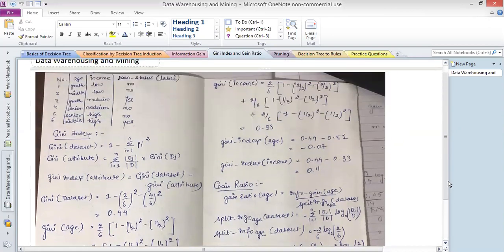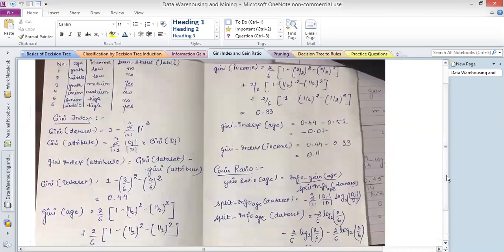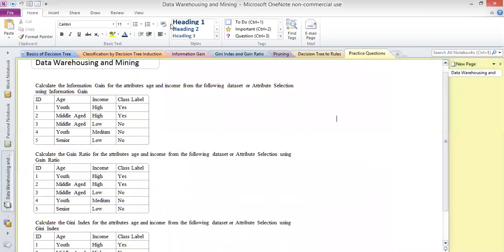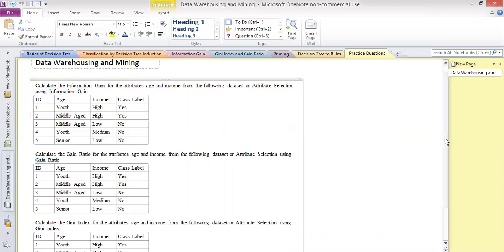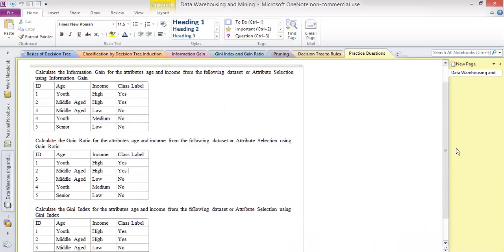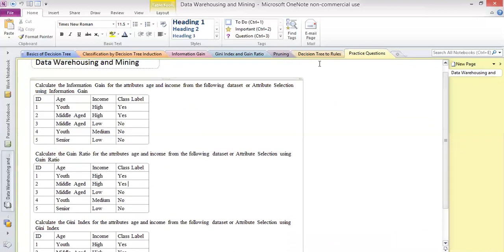I hope all the 3 indices are clear: information gain, Gini index and gain ratio. Go through it once again. Since this is a video lecture, you can just hear it out again and solve it on your own. I've given you a set of practice questions. Here are your practice questions. The first one is for information gain, the other one is for gain ratio, and the third one is for Gini index. I'll be sharing it with you, so you can solve these questions after the video lecture.